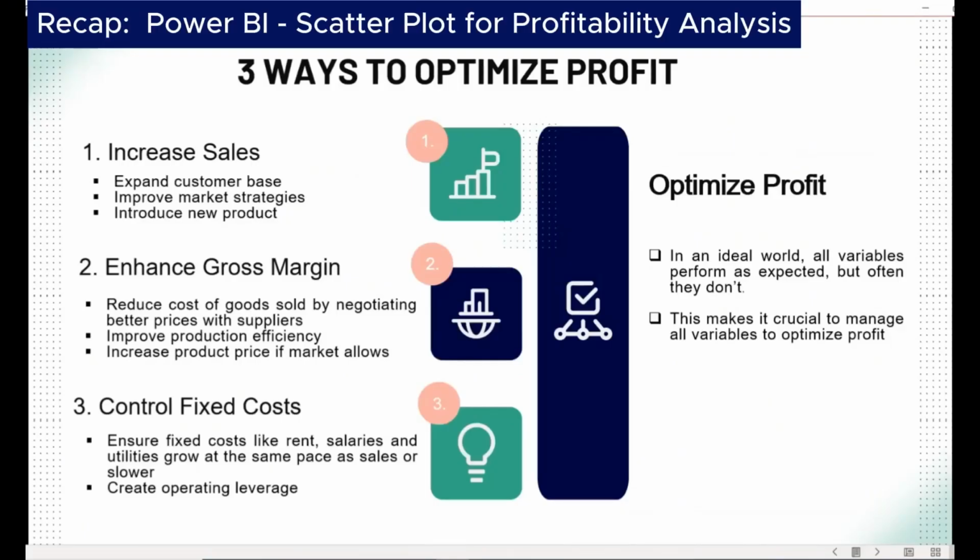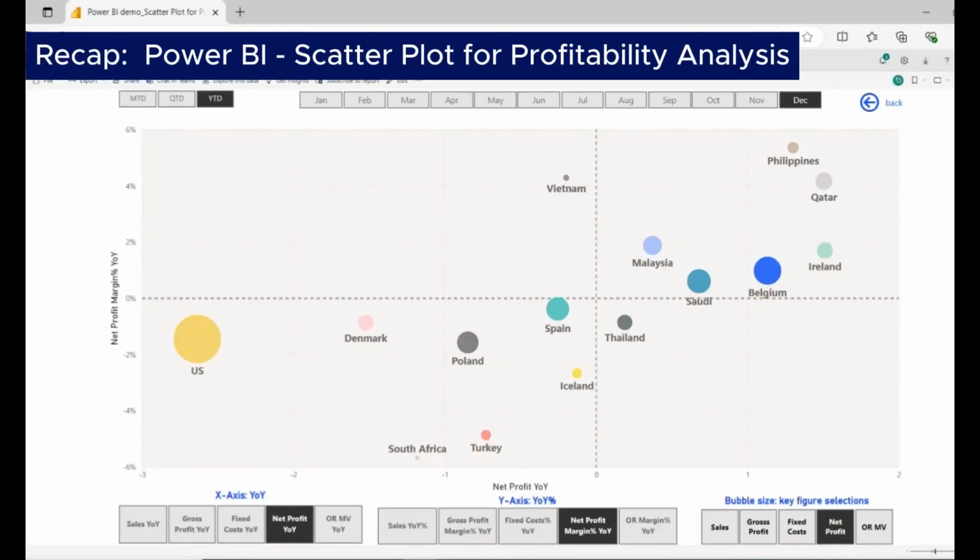To recap, there are 3 variables in profitability analysis: sales, gross margin, and fixed costs. By utilizing scatter plot, we can analyze the correlation between different variables, eventually optimizing net profit.